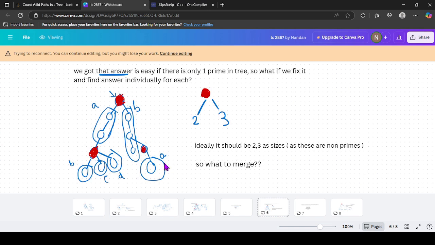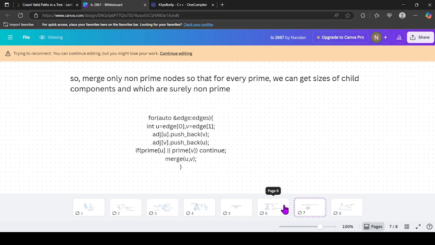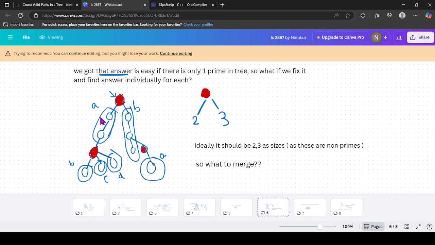So are we able to observe one thing? If we're able to think more, the only thing we want is the size of components of nodes which are not attached to at least one prime. That is, which are both non-primes. Because for example, let's take this node. So what is the count we want? What is the subtree size we want? This is the first one. So the size of this will be 1, and this is also 1, and this is also 1. And now coming to this one, this is 2.